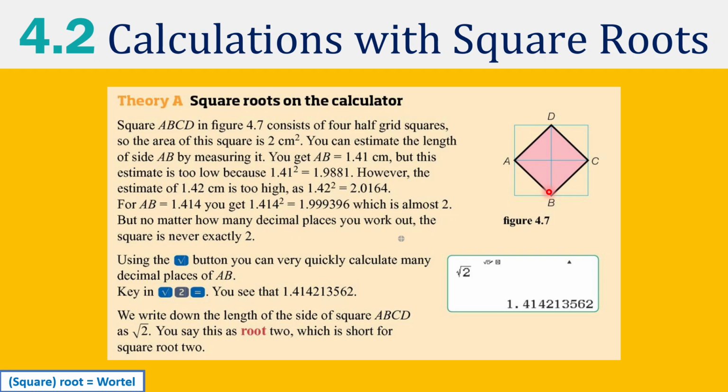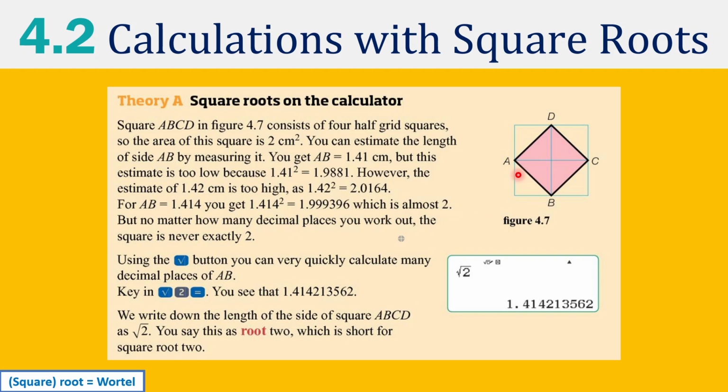If you measure this with your protractor, you would measure around 1.41 centimeters, but that's too low because if I would square that, 1.41 times 1.41, I would find 1.9881. And 1.42 is too high because that will give me this result. It turns out that the length of this thing is approximately 1.4142, but even that number will go on and on.